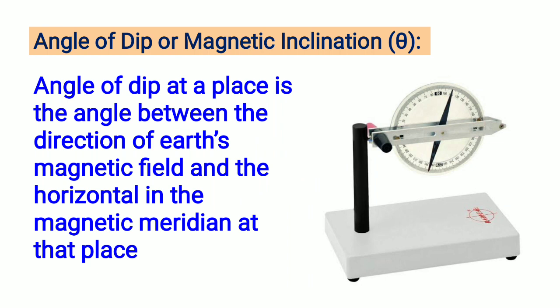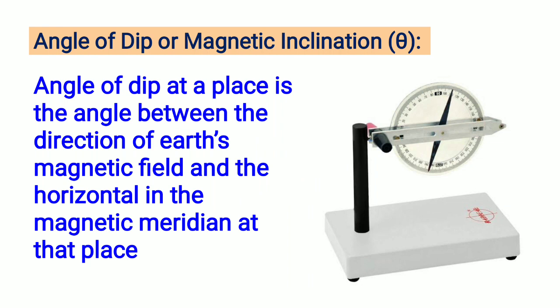I hope you are clear. What is the value of the angle of dip at the poles? Your answer is 90 degrees. What is the angle of dip at the equator? Your answer is 0. I hope you understood. At the equator, the dip needle will align horizontally, so its angle value is 0.